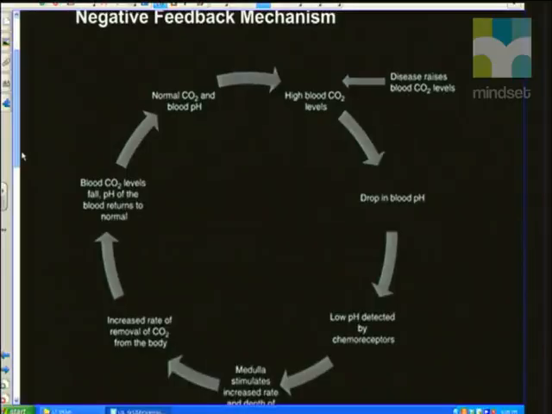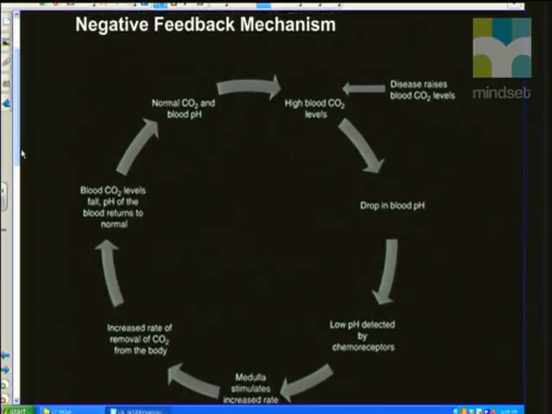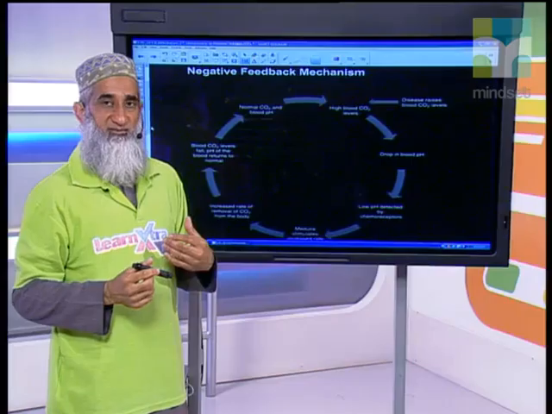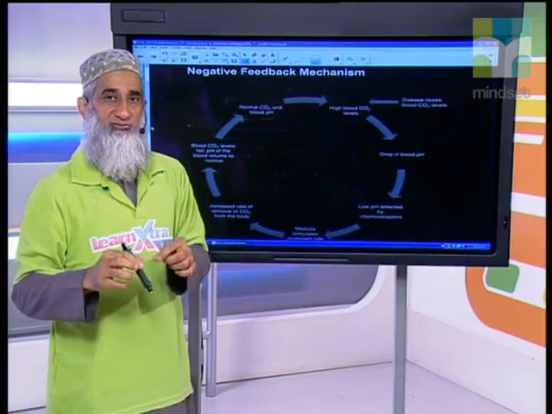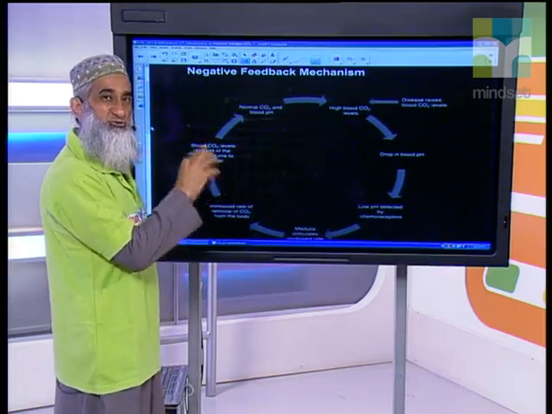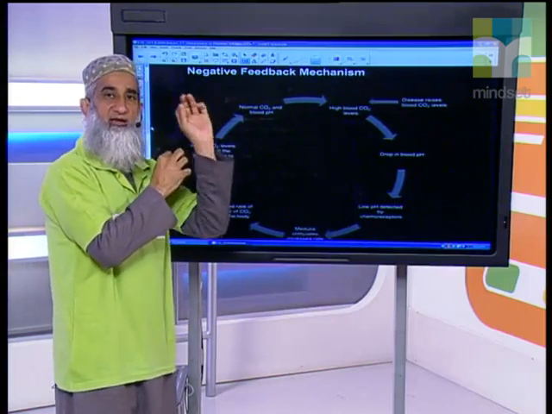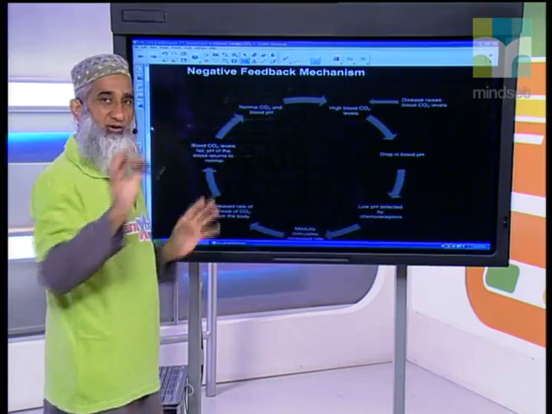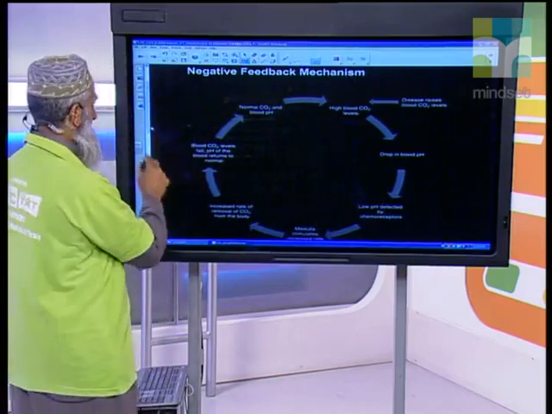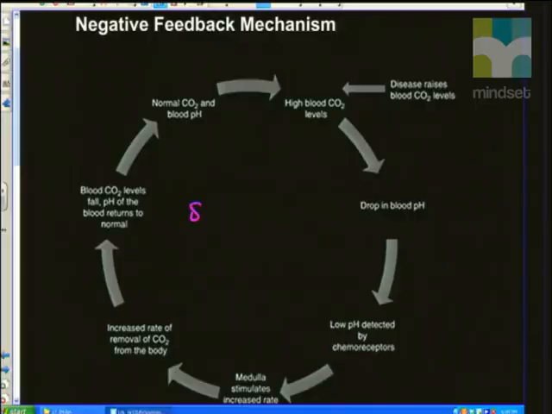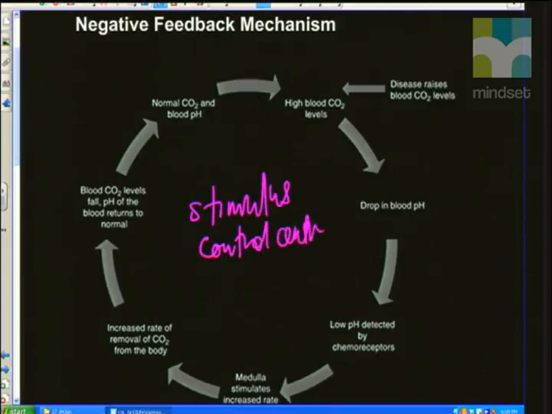Negative feedback mechanism, and this one is showing you the one with carbon dioxide. Notice the mechanism that is involved is nothing new. All we have done is we've substituted words where we spoke about thyroxine and thyroid gland and pituitary gland last week. Now we're talking about other parts of the body. You must remember there must be a stimulus, there must be a control center, and there must be a response.